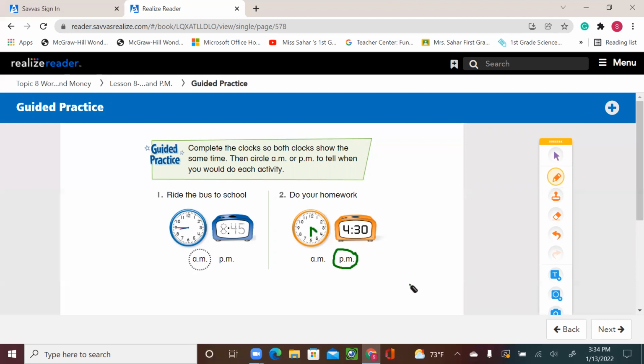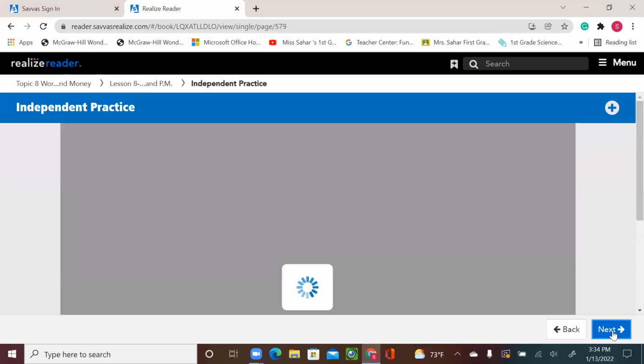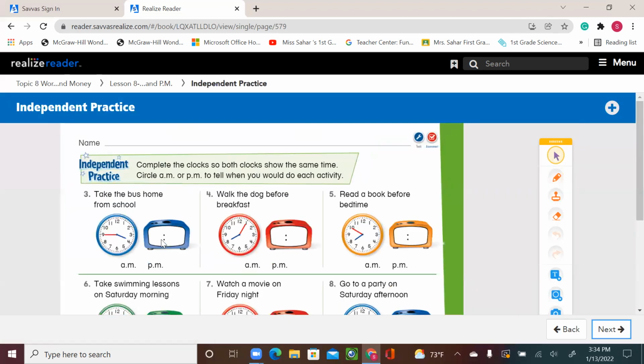All right, let's do one more from your independent practice. Complete the clock so both clocks show the same time. Circle AM or PM to tell when you would do each activity. So the activity is written for you. Take the bus home from school.